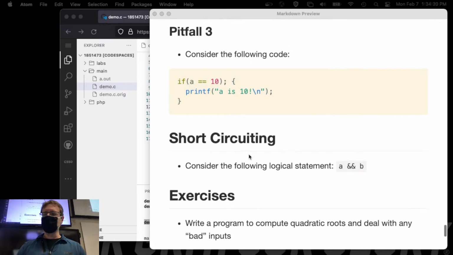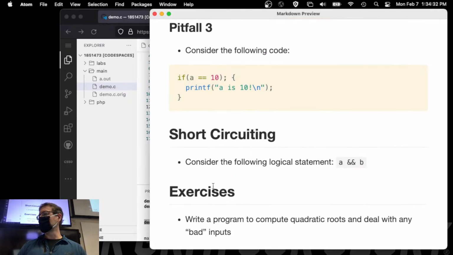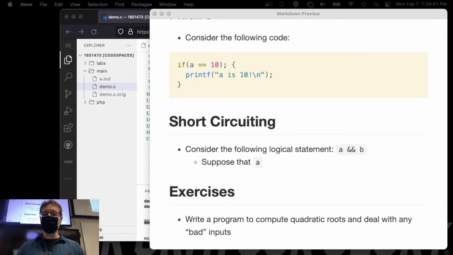So consider the following statement. We'll get to exercises here in a bit, but consider the following logical statement: A and B. Suppose that A evaluates to true, or sorry, to false. Does it matter what B is?